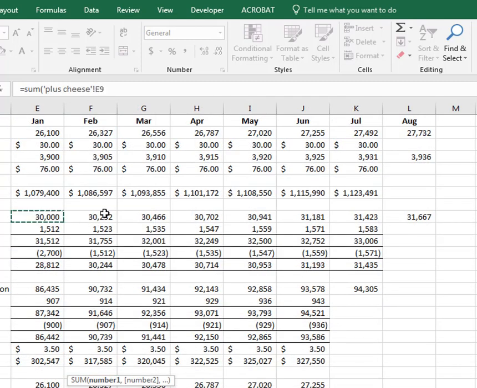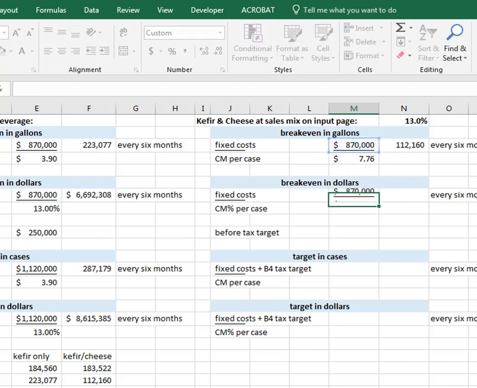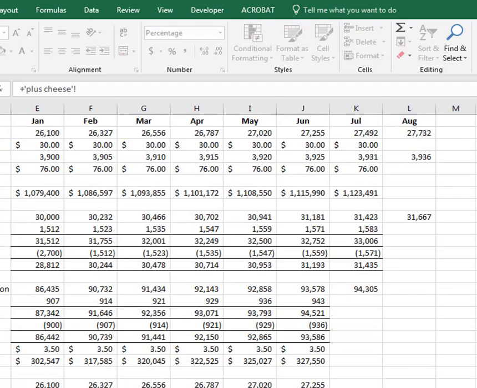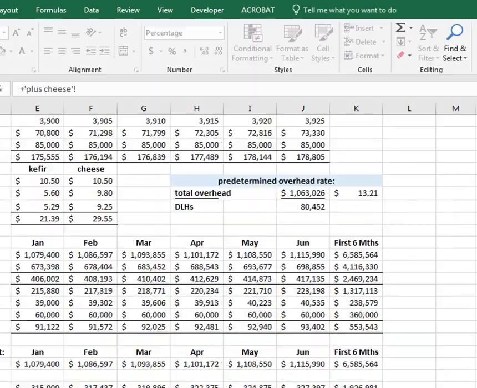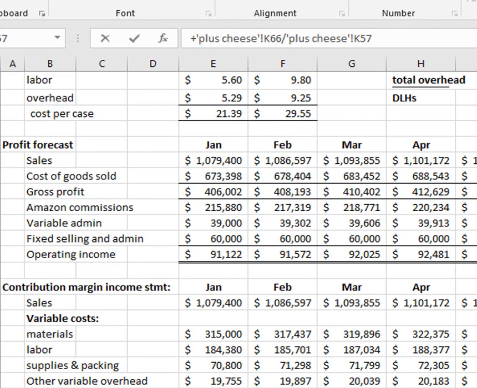This comparison in here. All right, so break even in units. And then the fixed cost is the same. The contribution margin, we can calculate that, would be the contribution margin divided by sales.